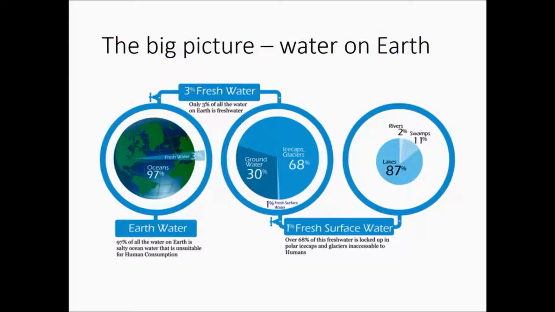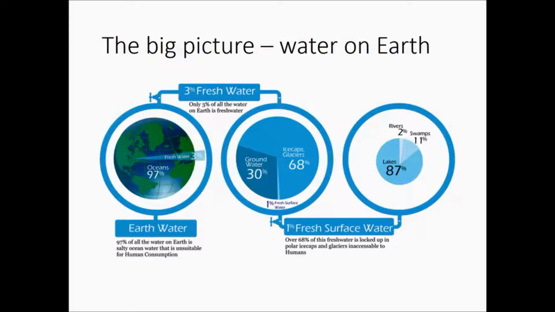So of the 3% that's left over, that can be used by humans. Roughly 30% of that water is locked up as groundwater. Around 68 to 69% is ice caps and glaciers. And that remaining 1% is actually fresh water that's surface water. And that's the water that we tend to use for human purposes.